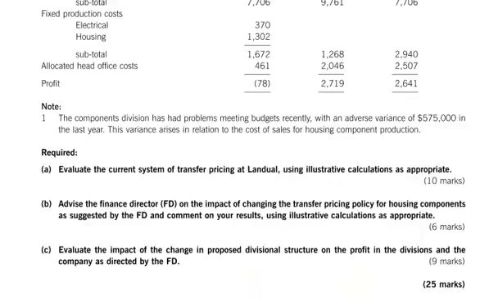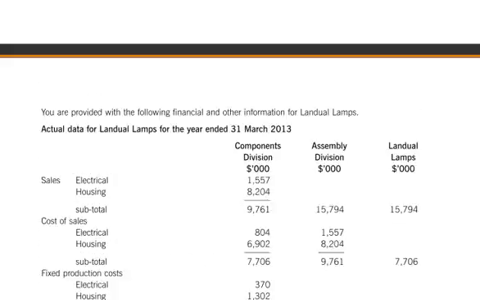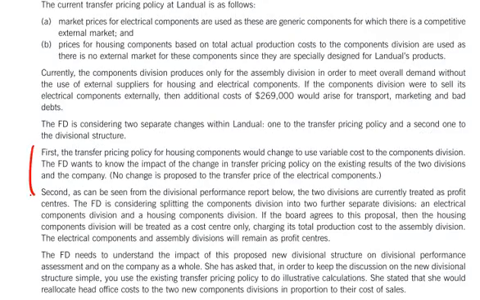Part B. Advise the Finance Director on the impact of changing the transfer pricing policy for housing components as suggested by the Finance Director, and comment on your results, illustrating your answer with calculations as appropriate. So let's just go back and see what this proposed change in transfer pricing was going to be. First, the transfer pricing policy for housing components would change to use variable cost of the components.